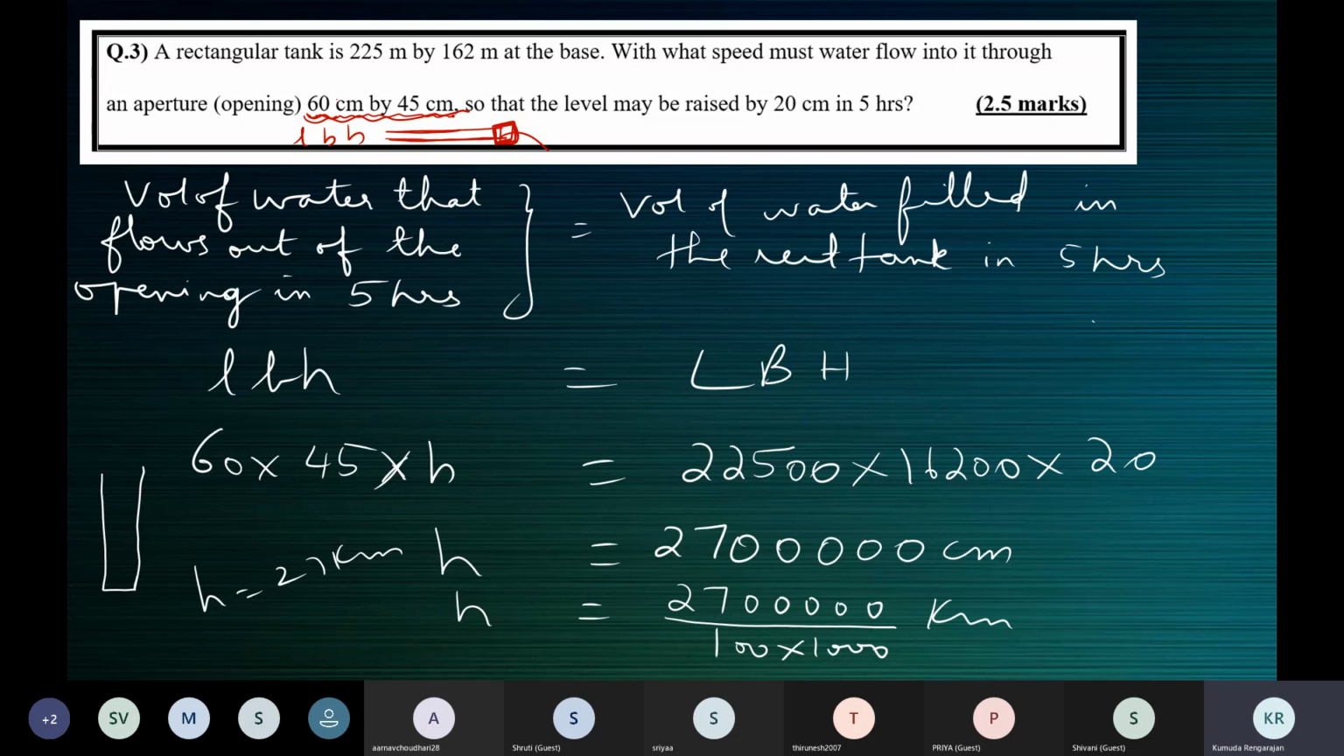The height of the water column thrown out of the pipe in 5 hours is 27 kilometers. So 27 kilometers has come out in 5 hours. In 1 hour, 27 by 5. 5 5s are 25, so 5.4 kilometers per hour. So the water should flow out of the opening at a speed of 5.4 kilometers per hour. Then the conditions will be satisfied.